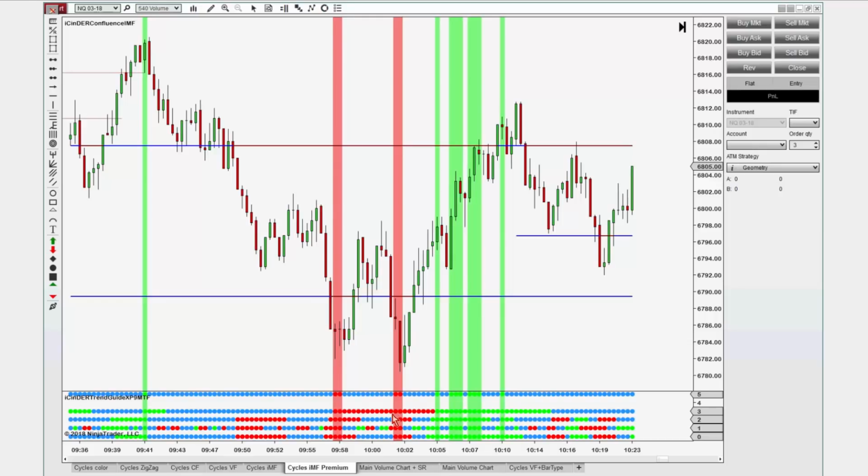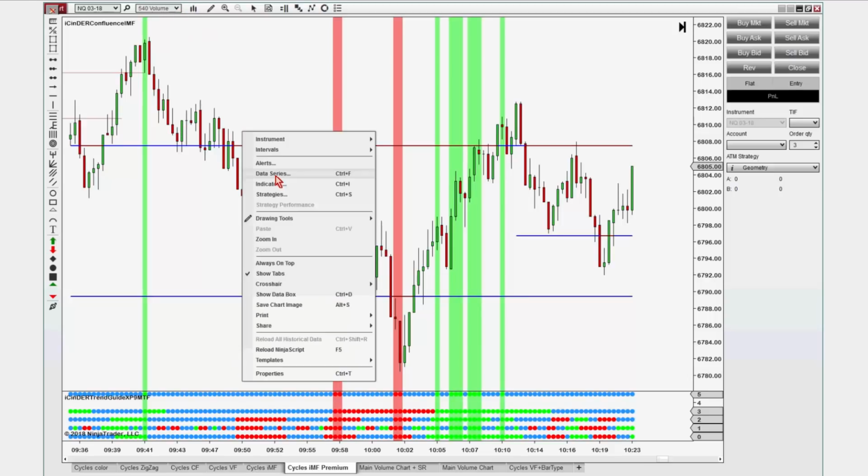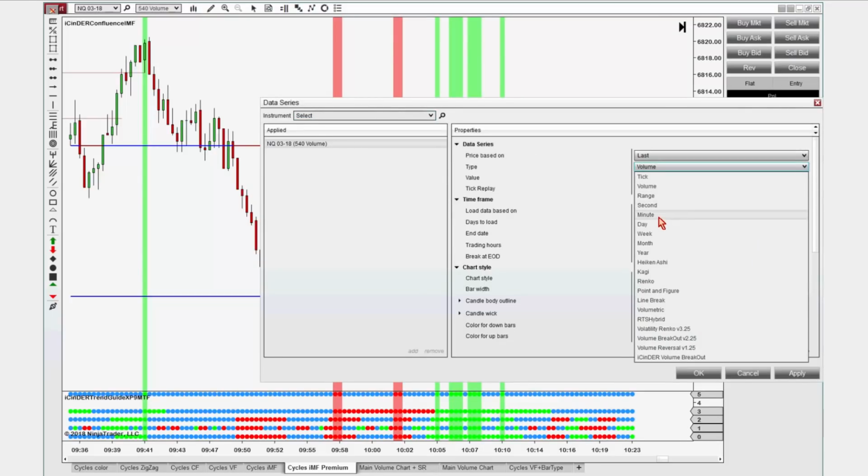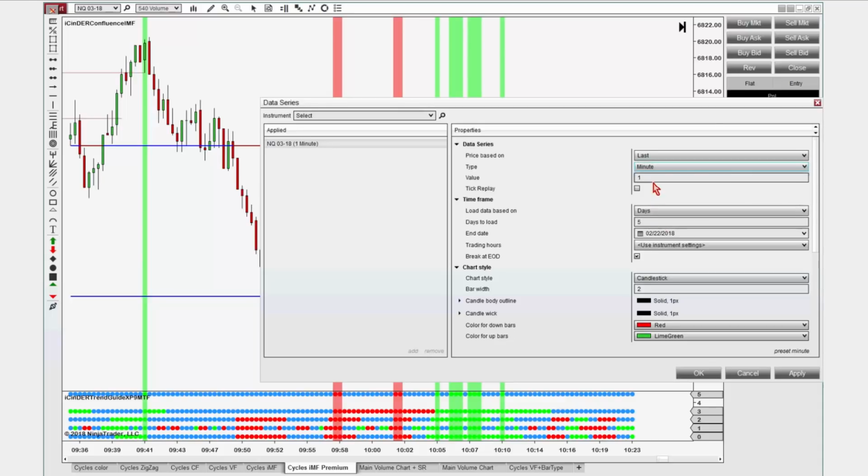So now what can I do? Well, let's say that I don't want to look at 540 volume bars, but I still want to leverage that. And I say, I'd really like, let's go ahead and do this. I want to look at, I love minutes. I want to look at minute bars. And I really like to look at 3 minutes, and I like to look at 3 days of data.